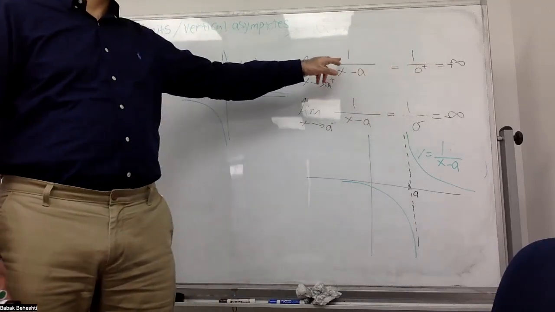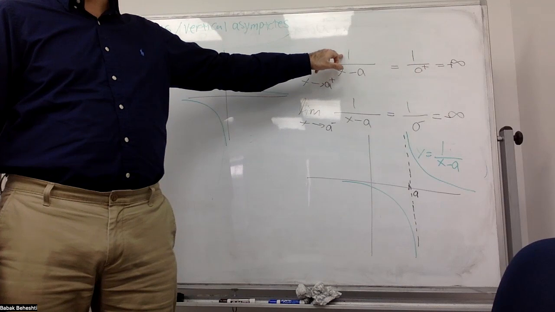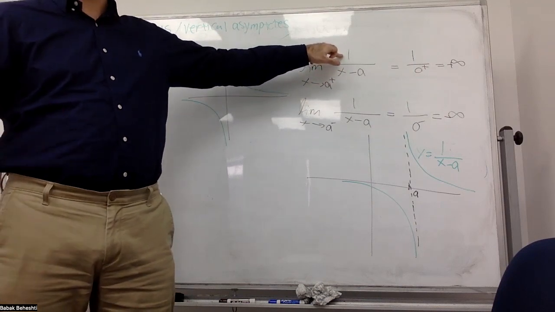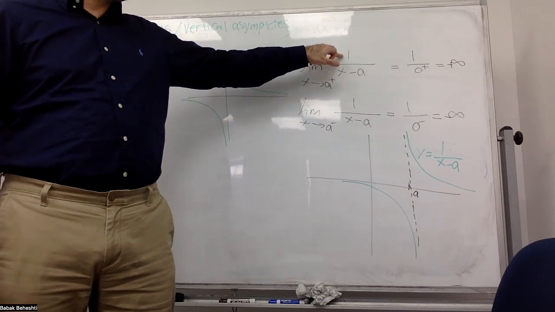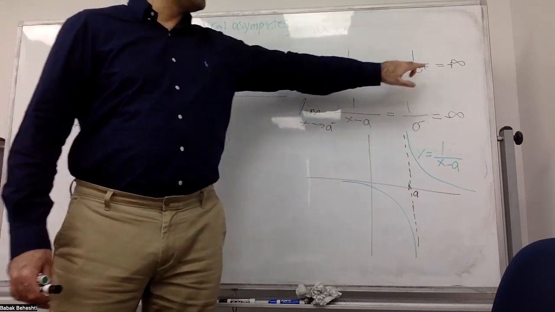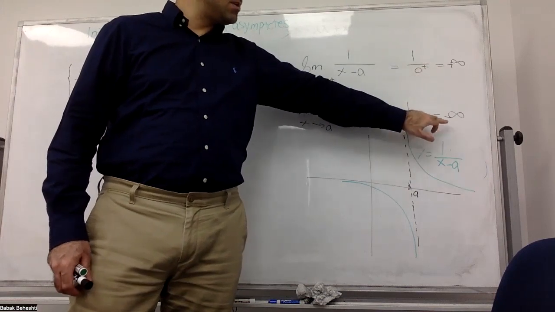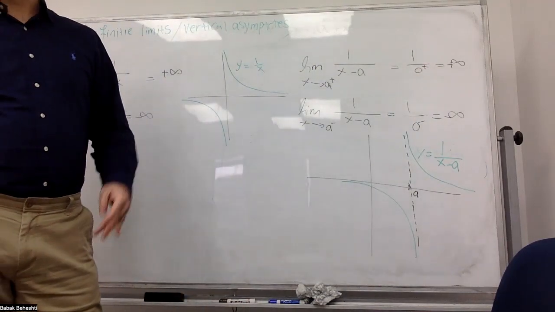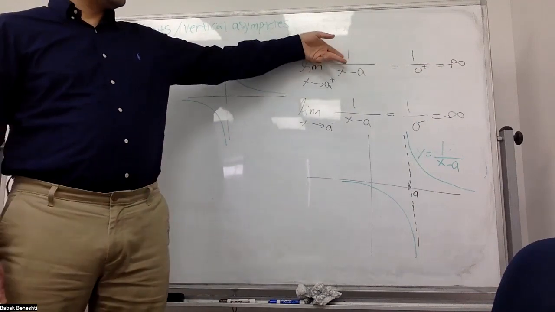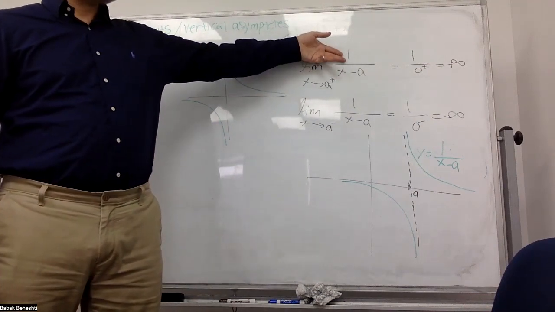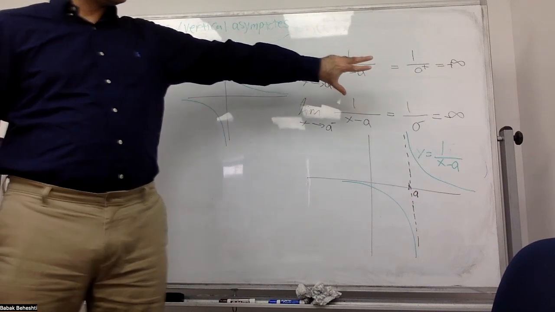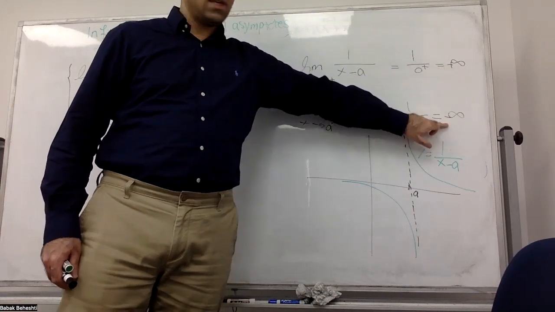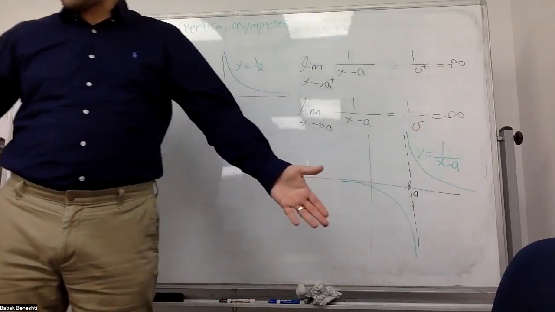So that means if instead of 1 on the top you have -1 or -2 or -3, any negative number, then the first limit would be -infinity, the second limit would be +infinity. So if you have a negative number on the top, it changes the positive to negative and negative to positive, obviously.